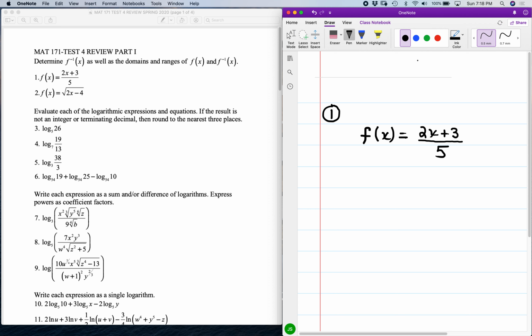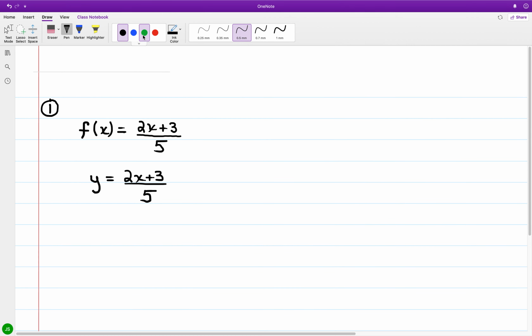5. And if we look for the inverse, now f of x is a functional notation for what we otherwise say is going to be y. So we have that y is equal to 2x plus 3 all over 5. And as we cross over to the stage of finding out what the inverse is going to be, now we're going to interchange the x and the y variables.